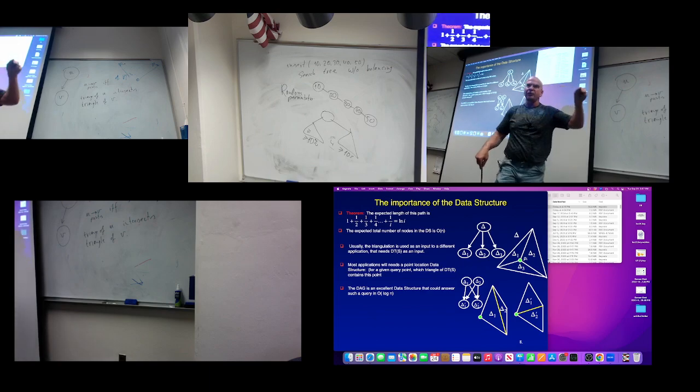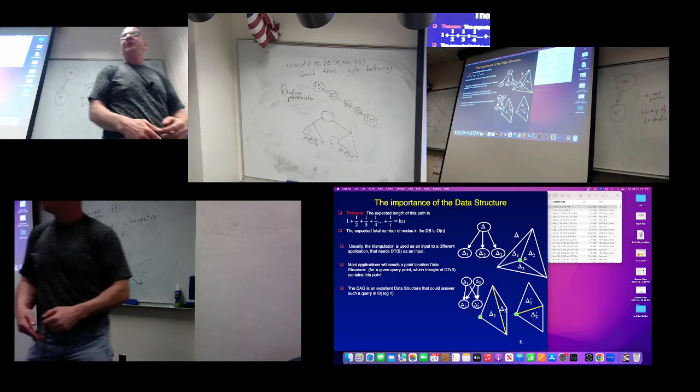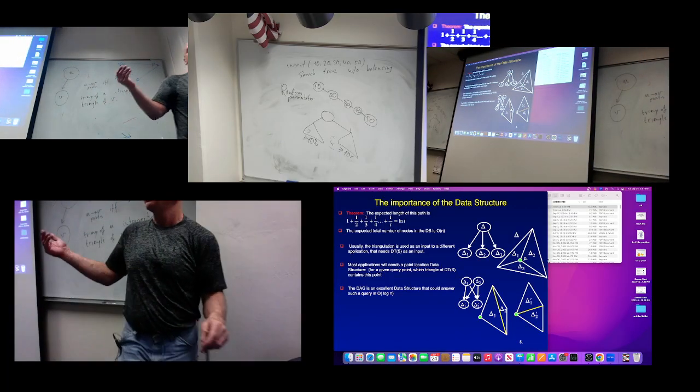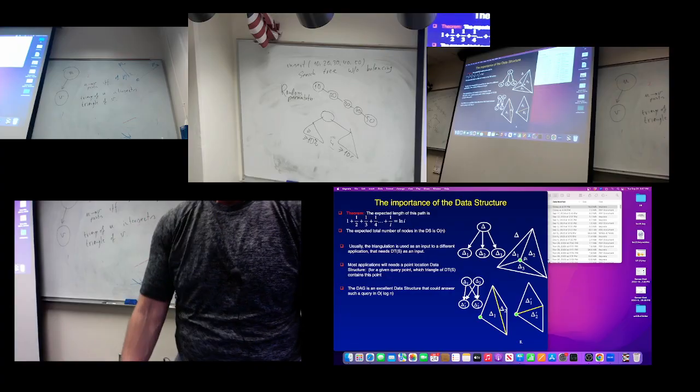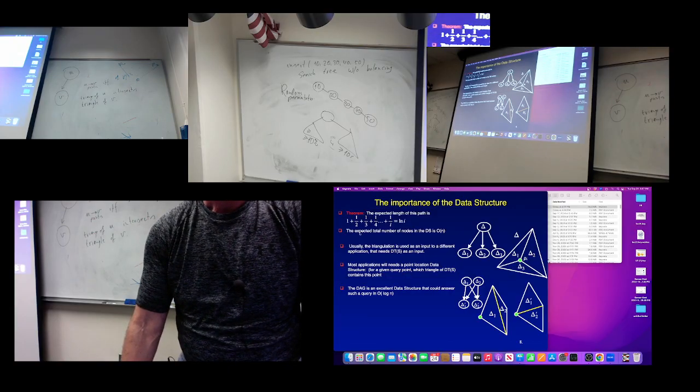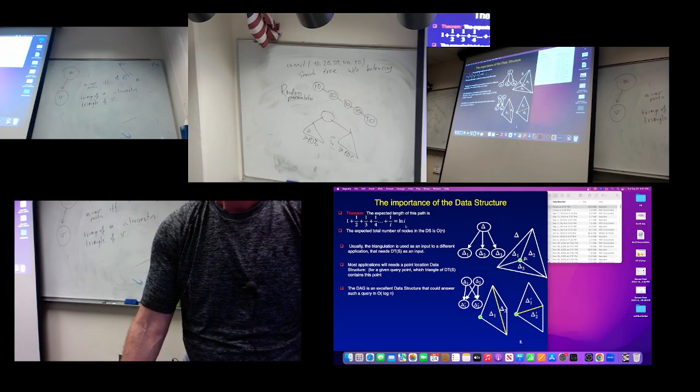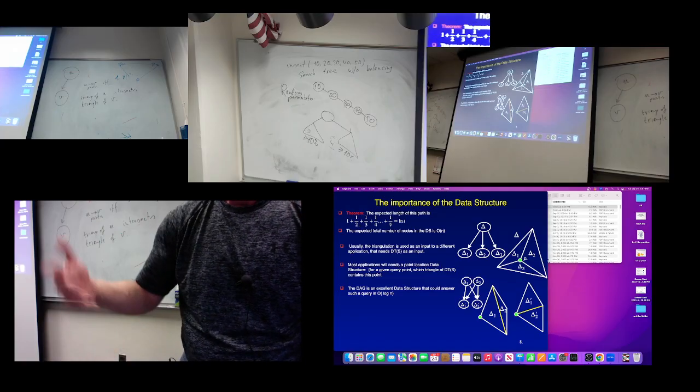It's very close to log to the base 2, very close to the optimum, and that's without any balancing, and that's really why this algorithm is in practice so fast. So hopefully my hand wave was enough to understand roughly.